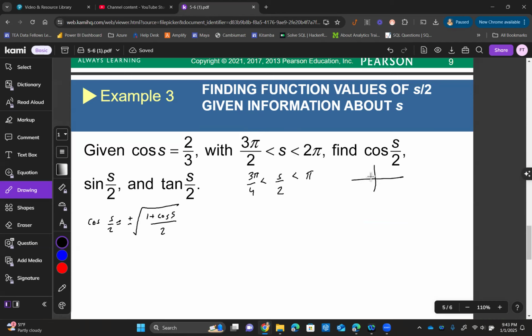So 3 pi over 4 is here, it's 135 degrees, and pi is 180. So half of the angle is in quadrant 2. So S over 2 is an angle in quadrant 2. And in quadrant 2, cosine is a negative value. So when I'm using this formula, I will make sure that the cosine value I am getting has to be a negative value.